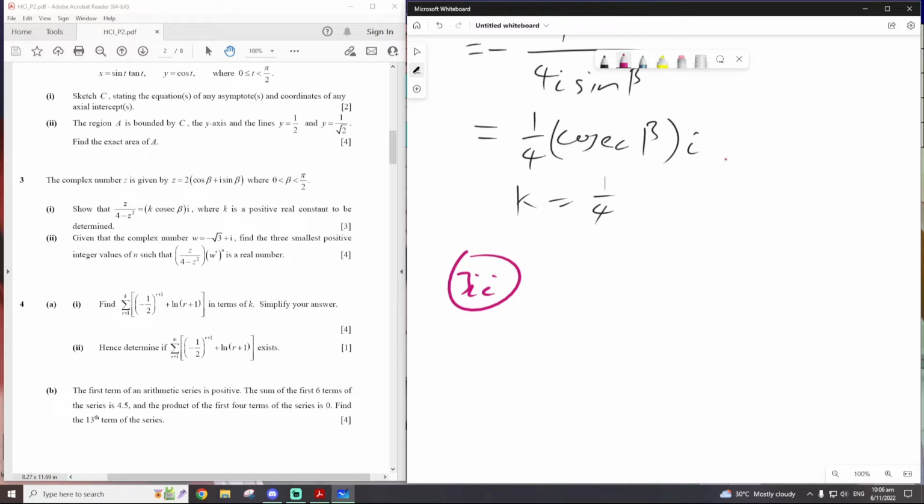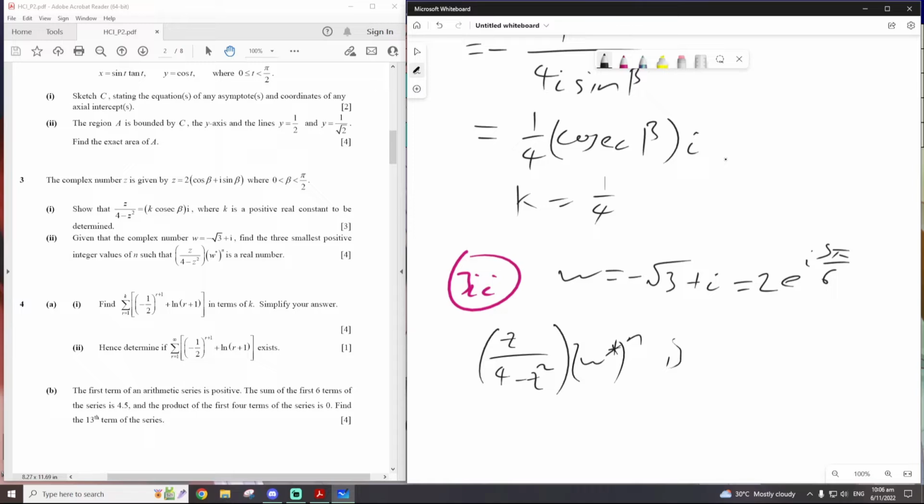Given that the complex number is this, so w equals negative root 3 plus i, we can write this in polar form. So the modulus will be 2, right? Because root 3 squared plus 1 squared. And then if you draw your Argand diagram, you will get the argument is 5 pi over 6. Okay, so find n such that z over 4 minus z squared times w conjugate to the power of n is real.